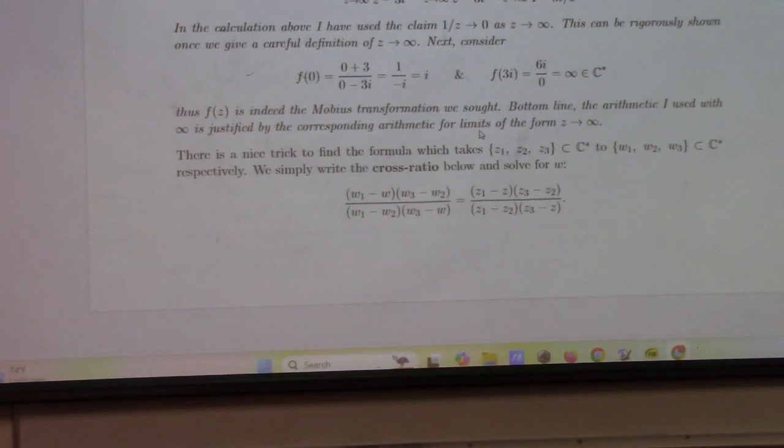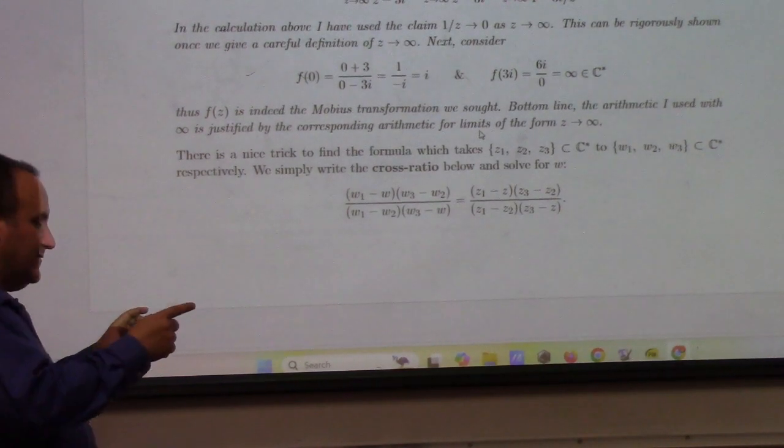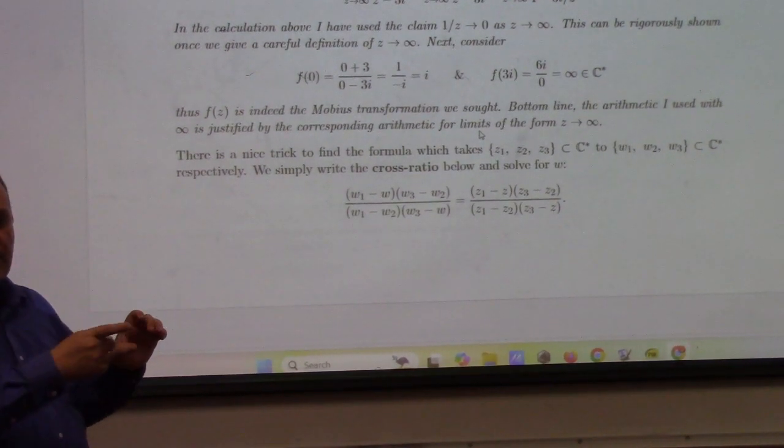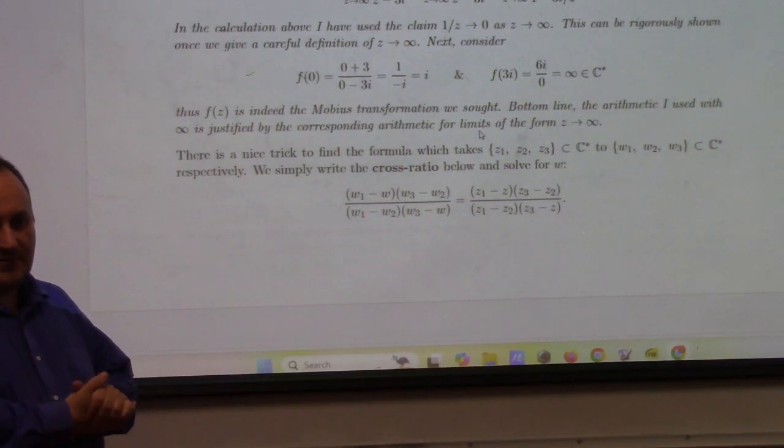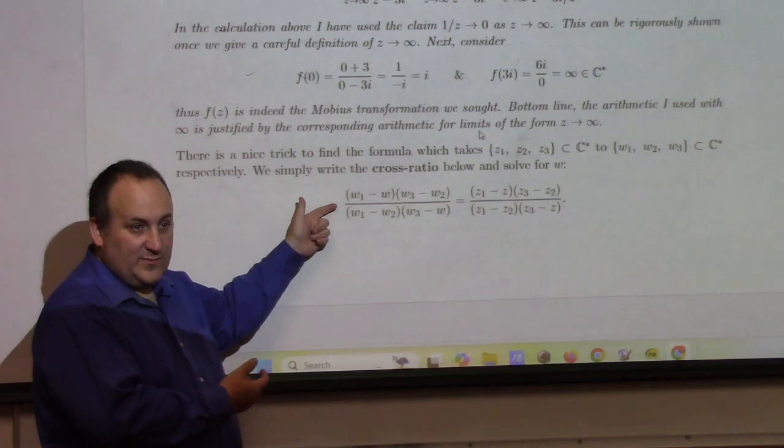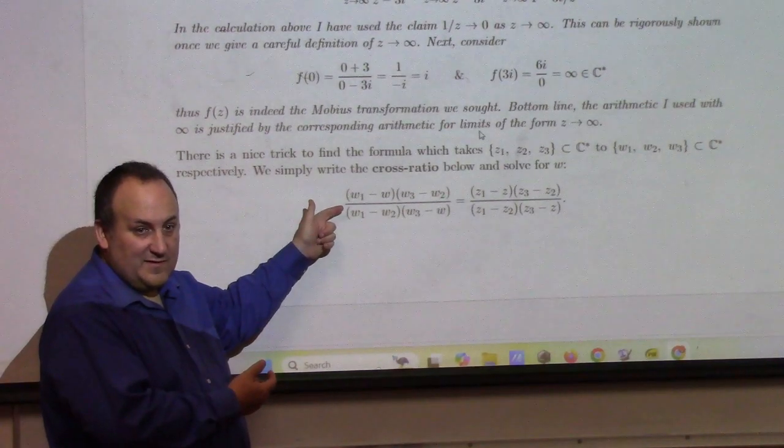The other thing that I won't make you learn, but I want you to be aware of, is there's something called a cross ratio. So if you want to send Z1, Z2, Z3 to W1, W2, W3, that will fix a fractional linear transformation. And if you want to find the formula for it, you just plug those 6 points into this cross ratio and solve for W.